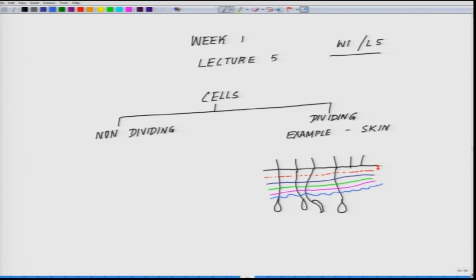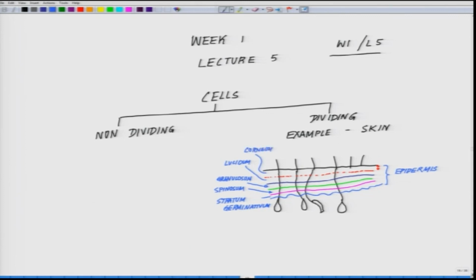Okay. So, this is the epidermis, and within the epidermis the layers are: this is stratum germinativum, this one is stratum granulosum, in between is stratum spinosum, stratum lucidum and stratum corneum.